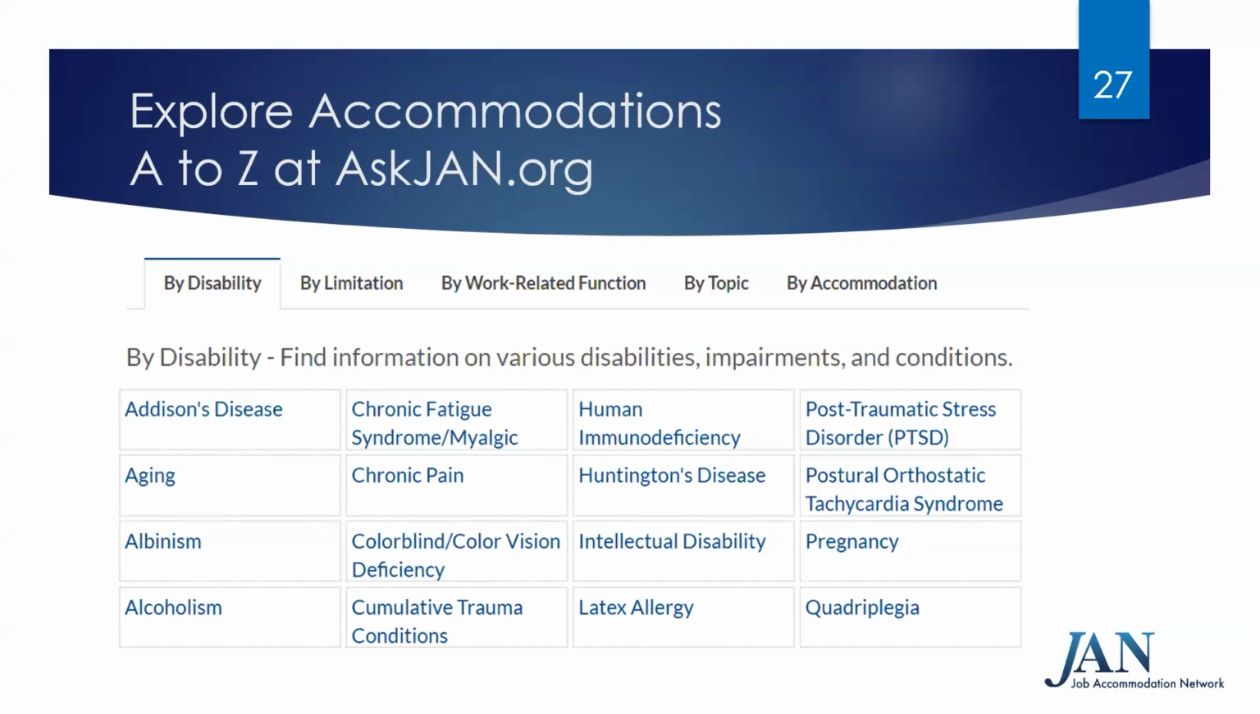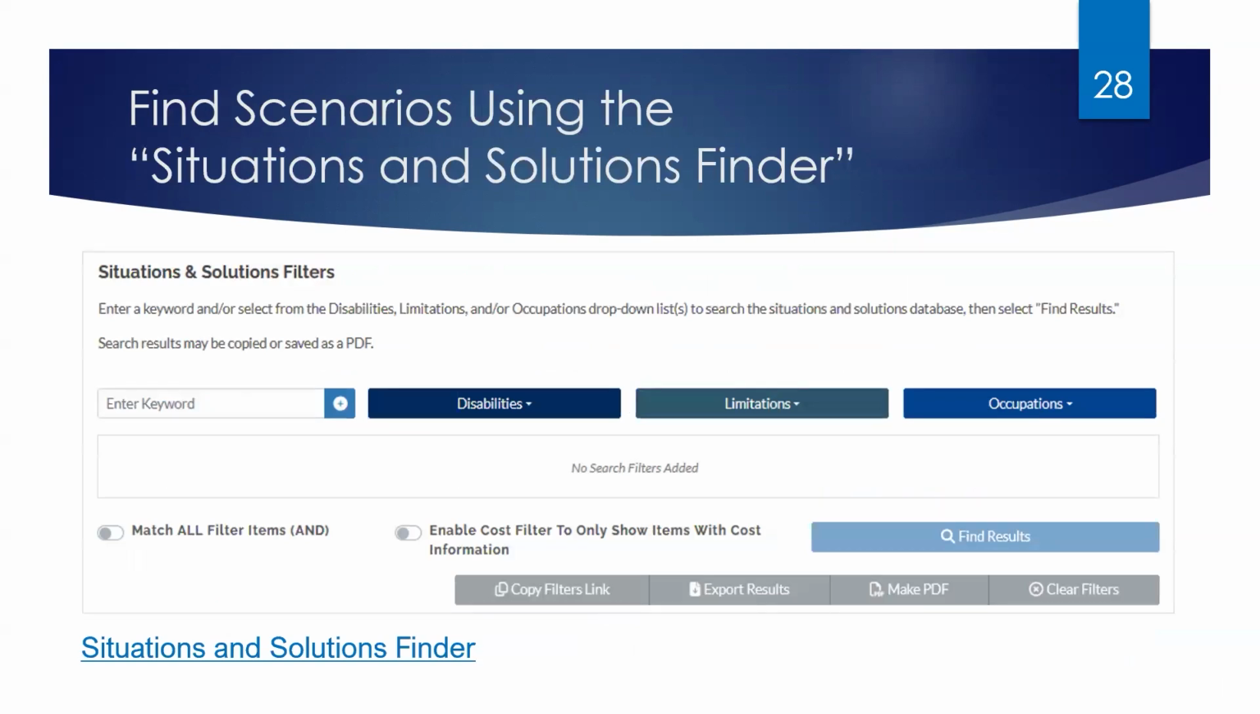I think Tracy's going to go into our newest feature on the AskJan website. Yes, the Situations and Solutions Finder at askjan.org. It's a feature that provides free access to accommodation scenarios that have been shared by Jan users over many years. These are shared by employers and workers with disabilities, who can explore them to get ideas.